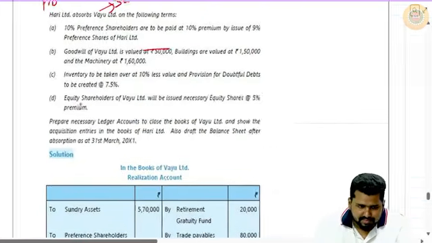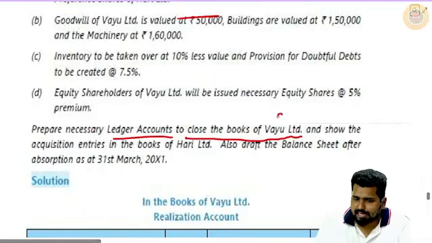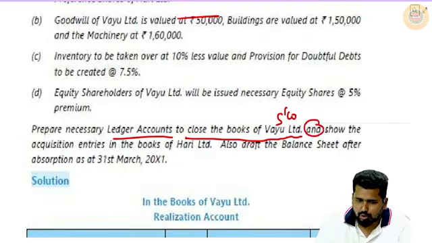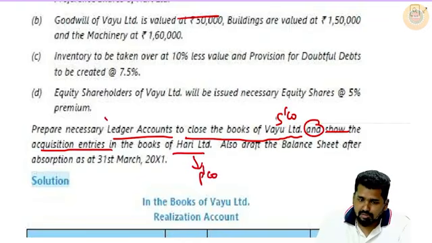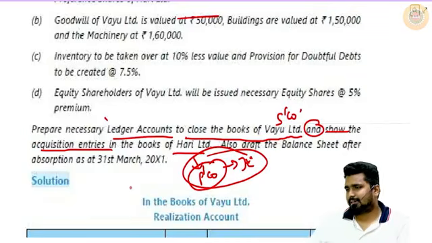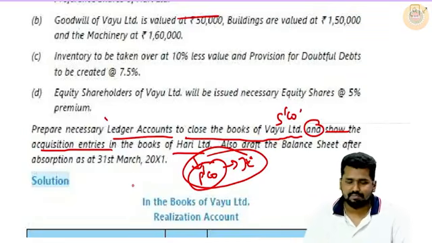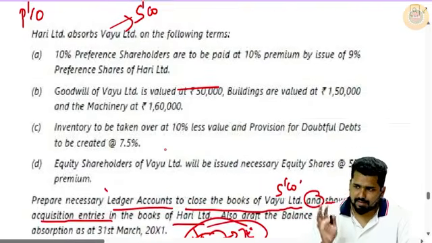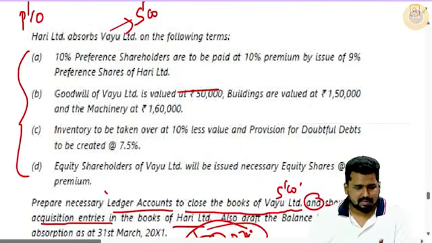Before we proceed, let me see the requirement of the question. Prepare the necessary ledger accounts to close the books of Vayu Limited, meaning the selling company's books they are asking, and also show the acquisition entries in the books of Hari. So in the question they are asking for ledger accounts of the selling company and journal entries of the purchasing company. First we will complete the selling company, then we will finish the rest. So the requirement of the question we have seen. For Hari Limited, only 4 adjustments are there. Nothing tricky for us.